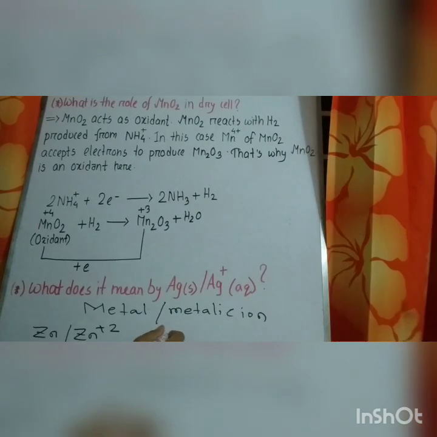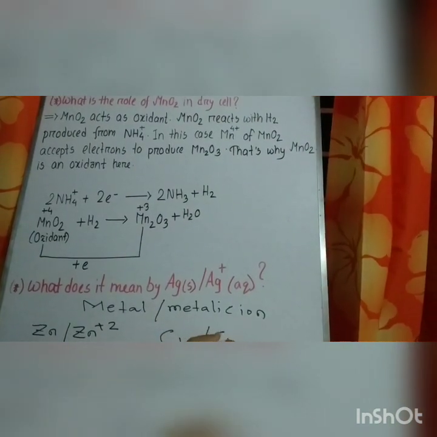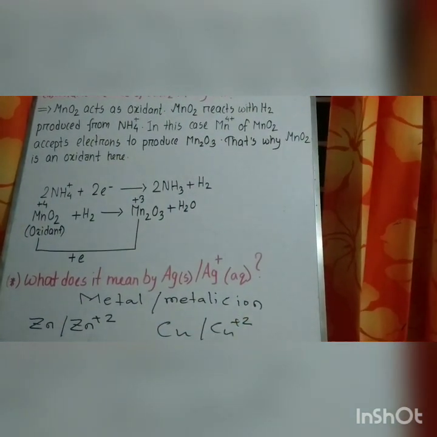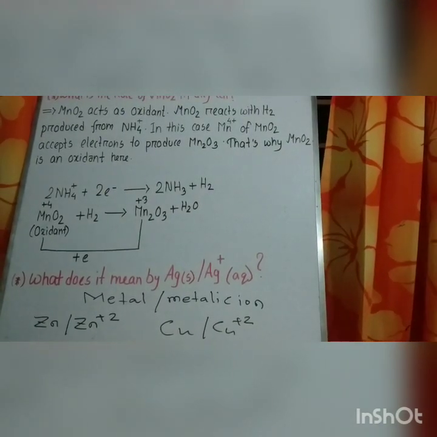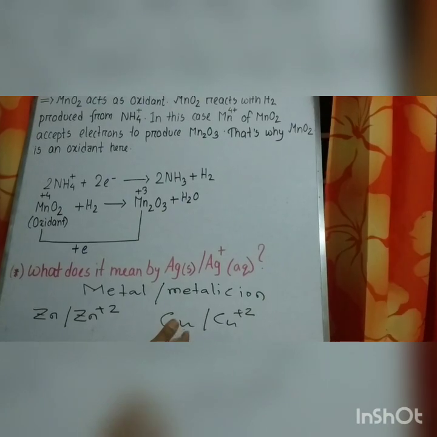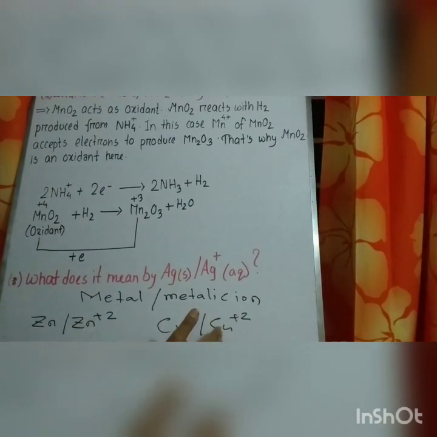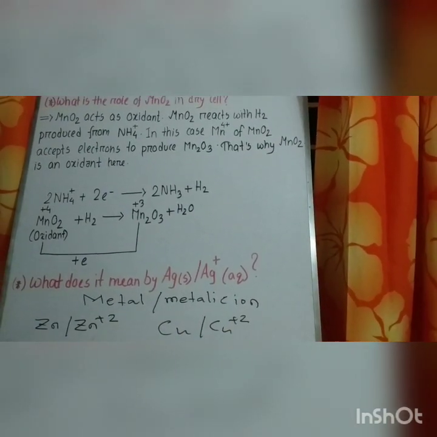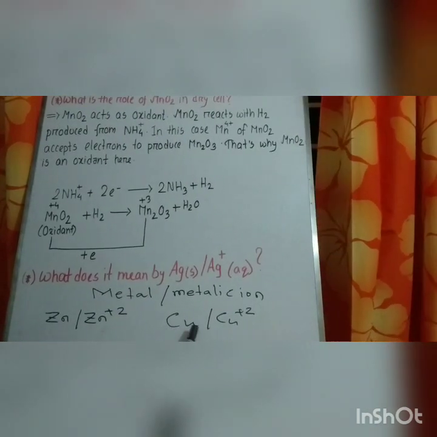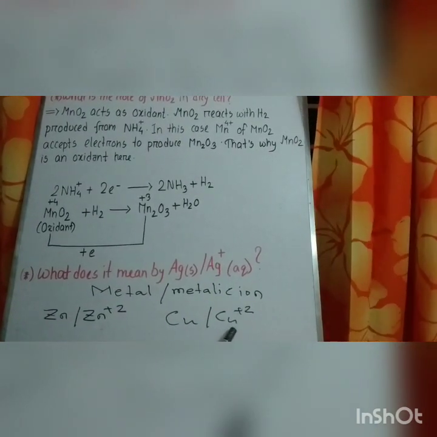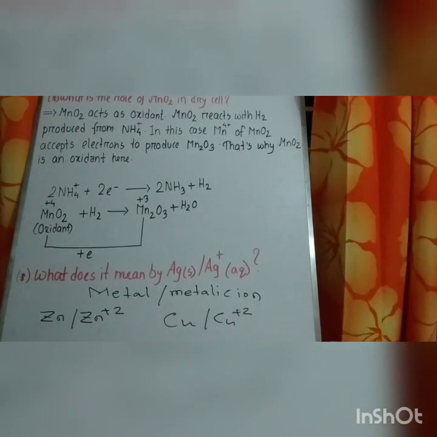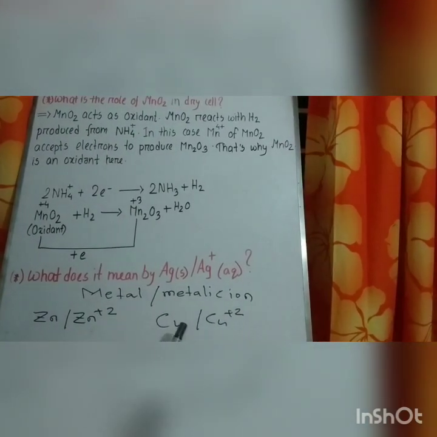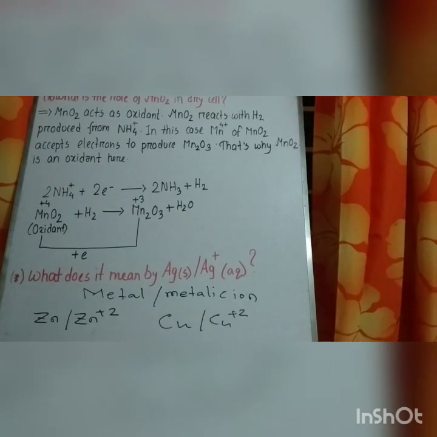Again, come to copper ion. What do you mean by this? It's also a metallic ion. Here, copper is donating 2 electrons and converted into copper +2 ion. That means each copper atom has donated 2 electrons and converted into copper ion. That means oxidation took place. It is the anode electrode. Clear? Okay.